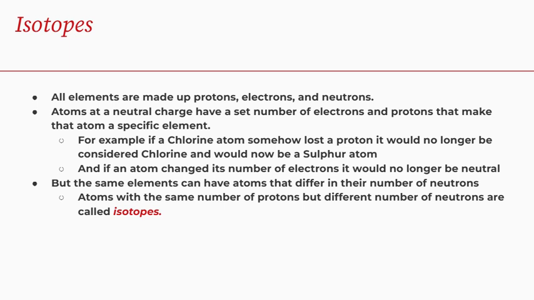And if an atom changed its number of electrons, it would no longer be neutral, because if it lost or gained an electron, it would now become an ion of a positive or a negative charge. But the same elements can have atoms that differ in their number of neutrons. So atoms that have the same number of protons but different numbers of neutrons are called isotopes.